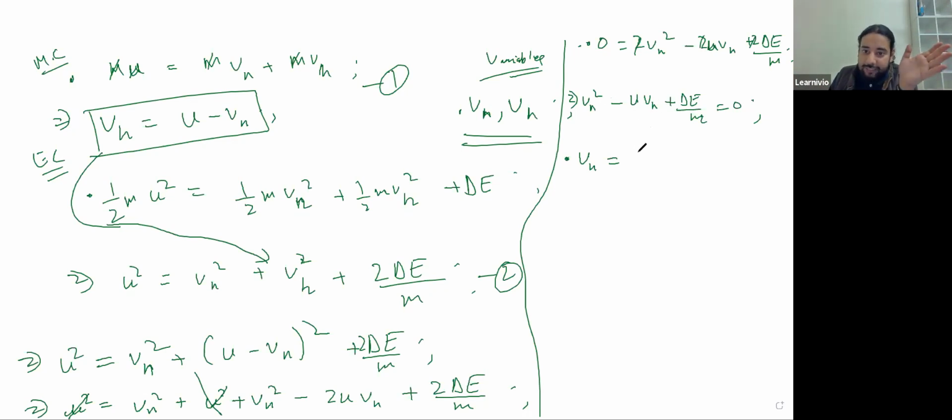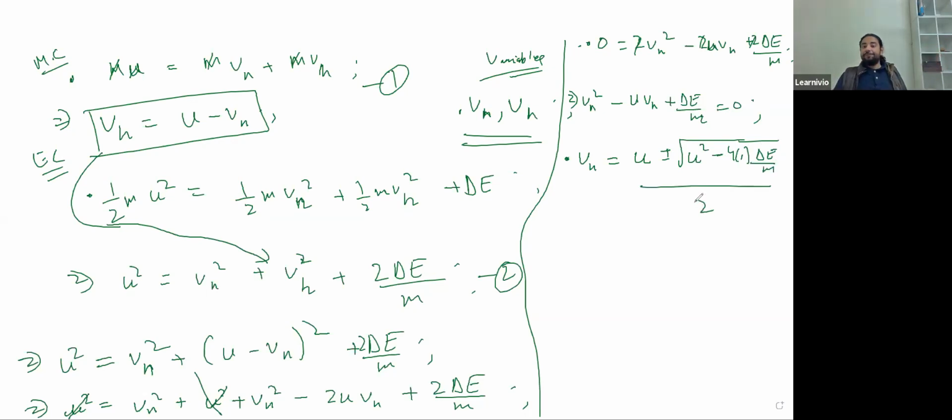So what's the value of b? b is minus u. So you have u plus minus square root of b square, so that's u square minus 4a. a is just 1. That's lovely. Times c, that's delta E over M, over twice of a. a is just 1. So you have 2 here.